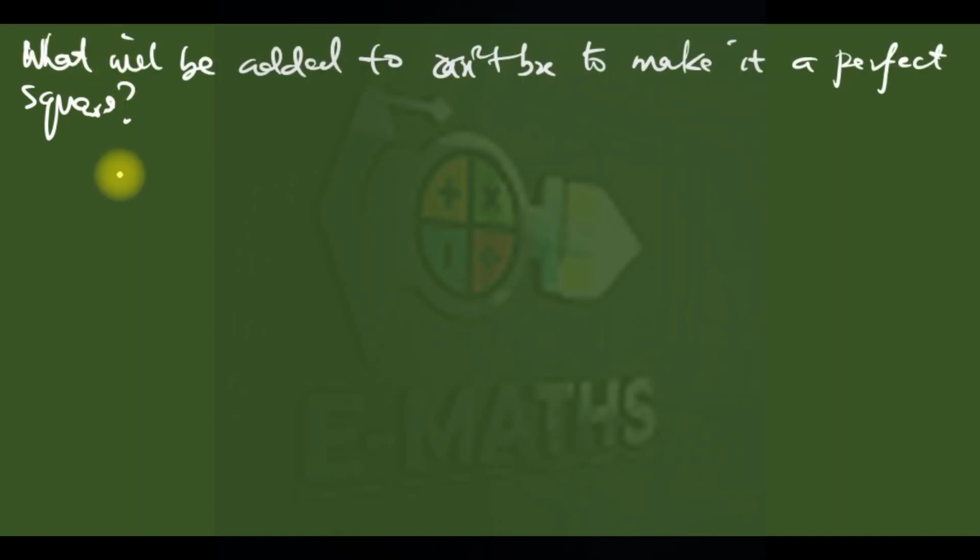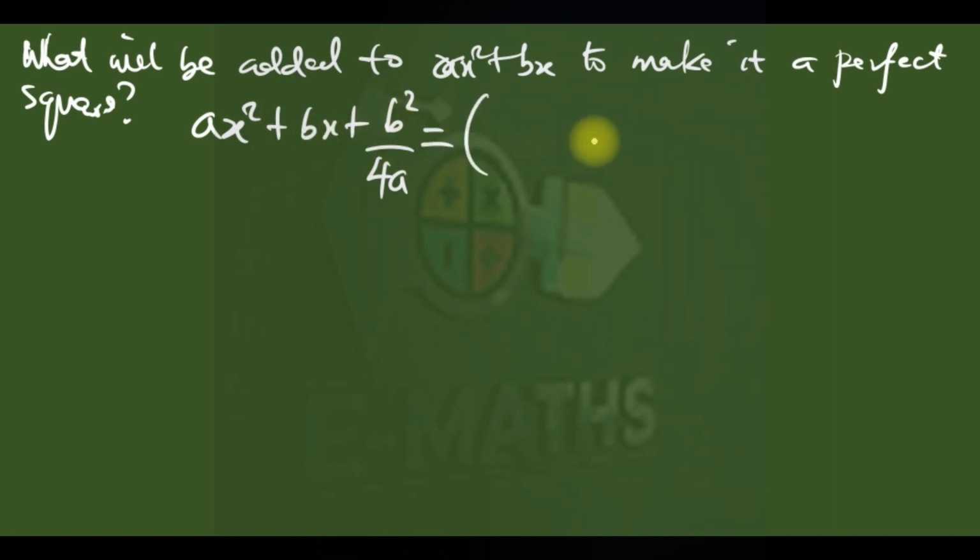So we always add b squared over 4a to make this quadratic function ax squared plus bx a perfect square. That is, if you add this, we now have something squared. So if it's plus or minus, it should be plus or minus. The square root of this is root a x, while the square root of this is b over 2 root a.